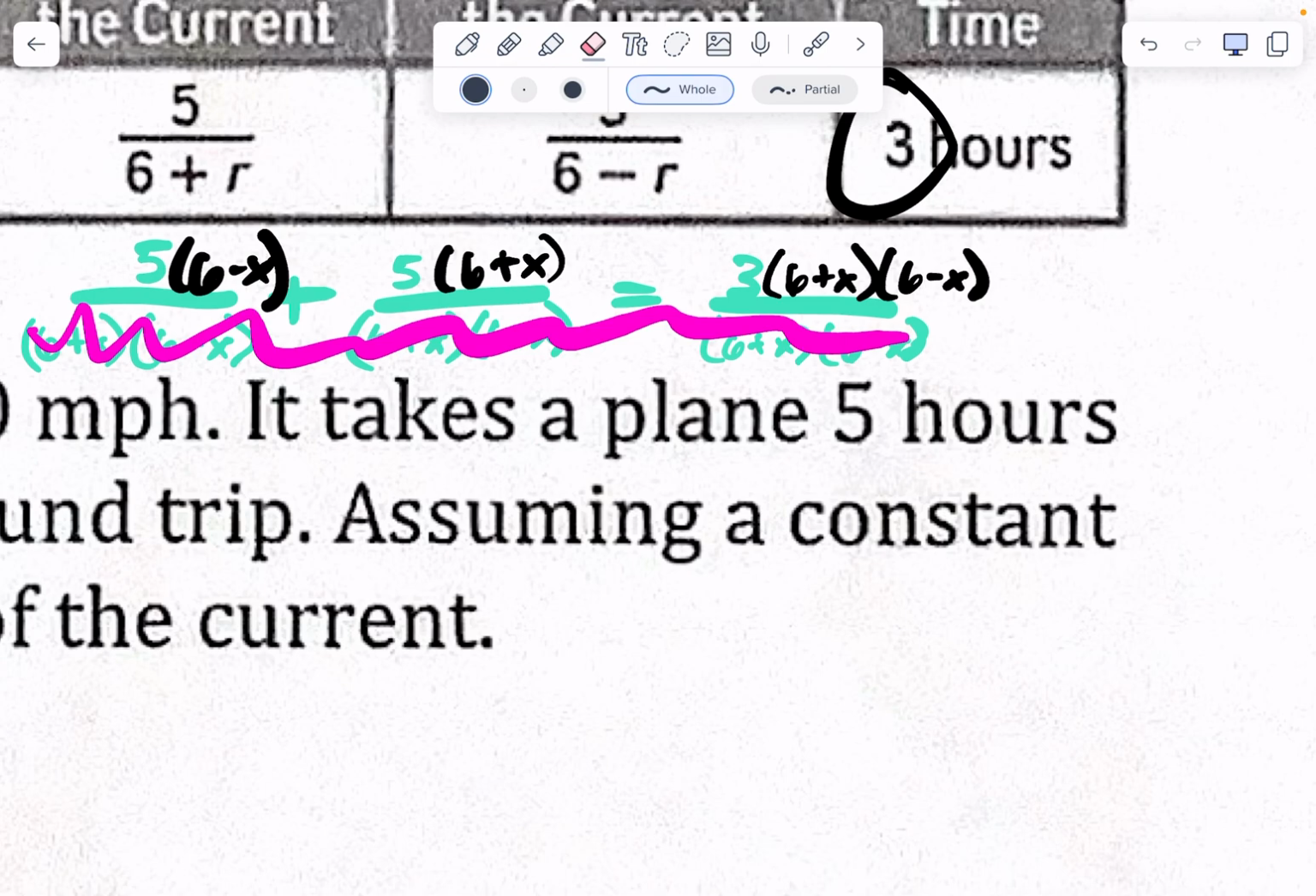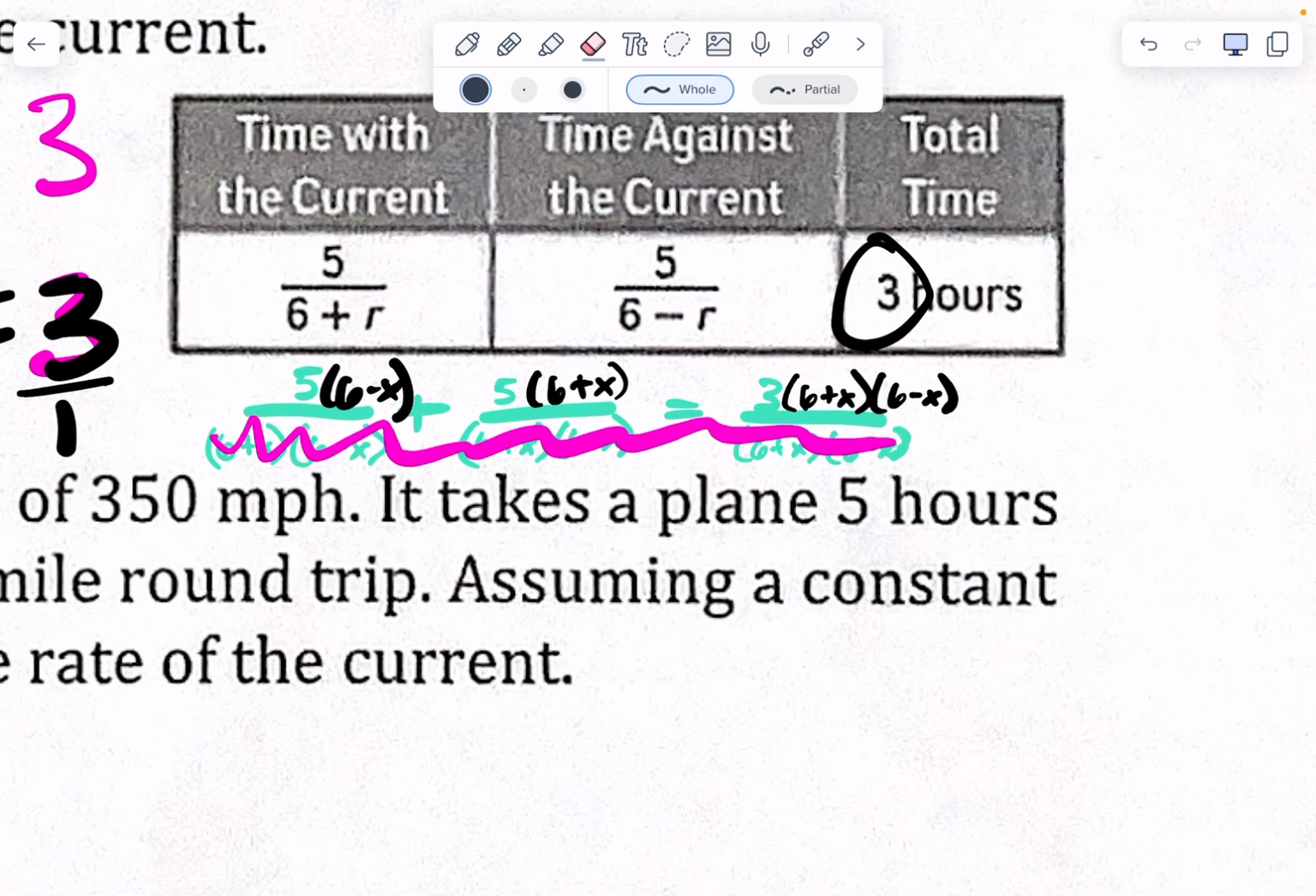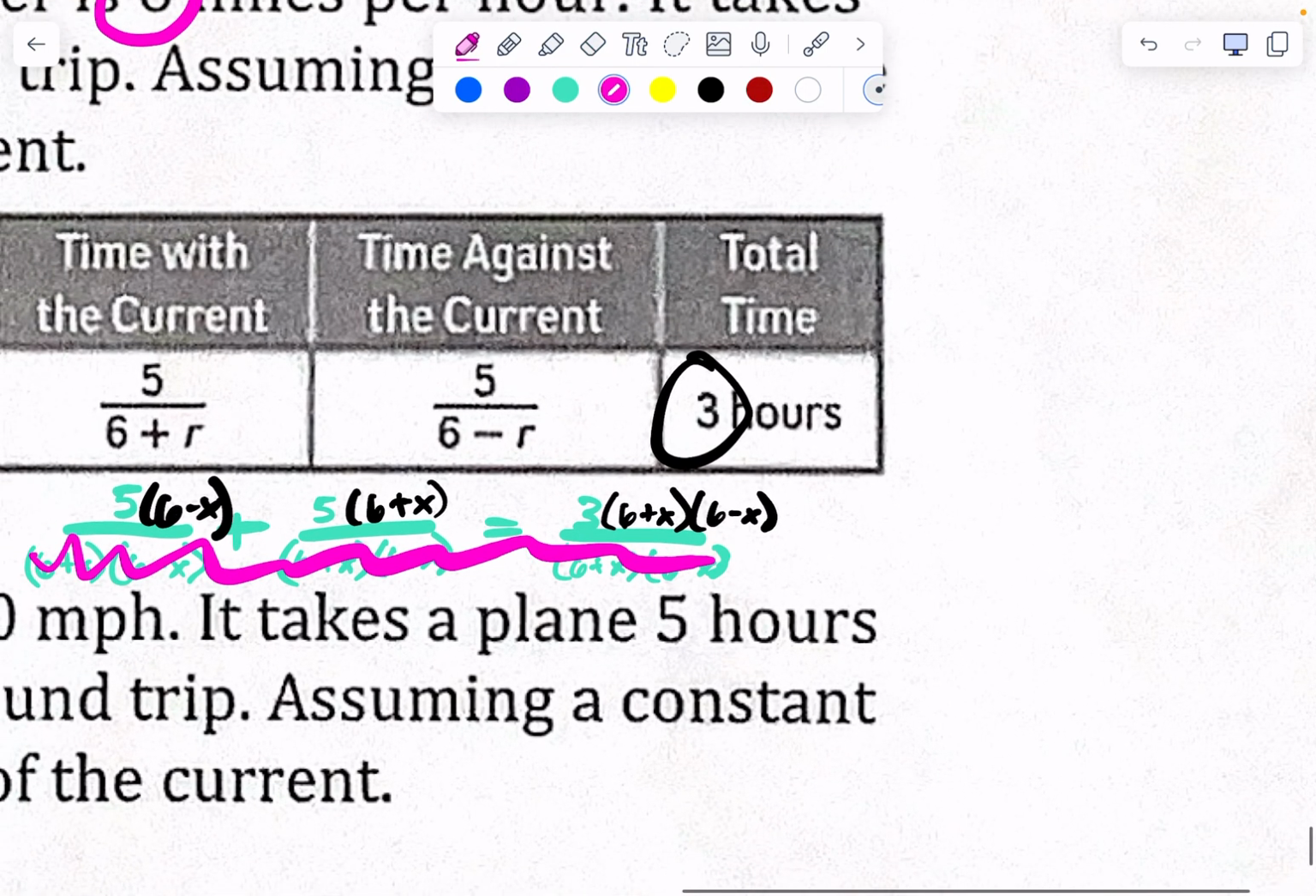All right, now let's solve some stuff. I'm going to put it up over here. Distribute the 5 through. What's 5 times 6? 30 minus 5x. Okay, 5 times 6 again.